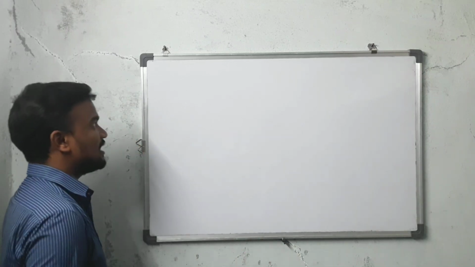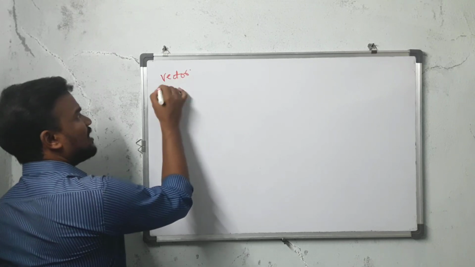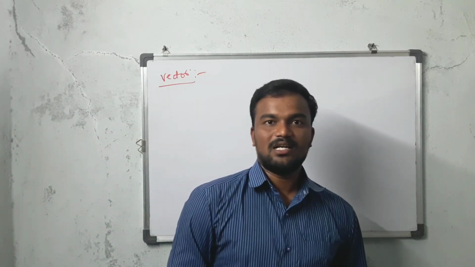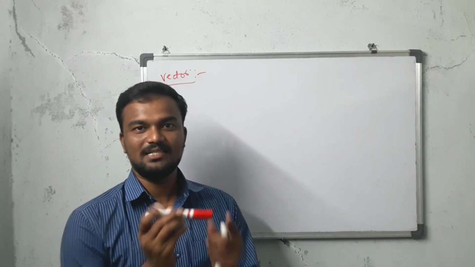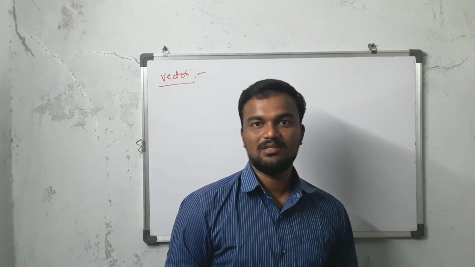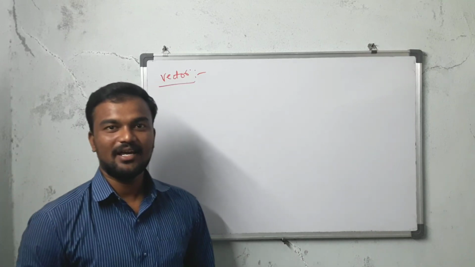First of all, see the definition of a vector. What is a vector? A vector means a physical quantity which has a magnitude and direction. A physical quantity which has magnitude and direction is called a vector.